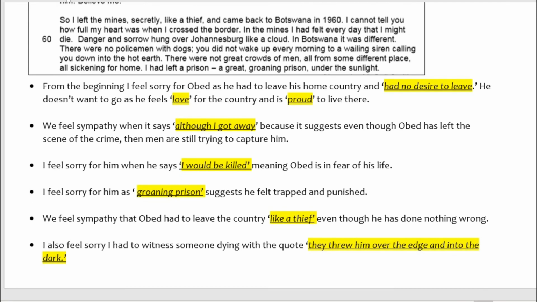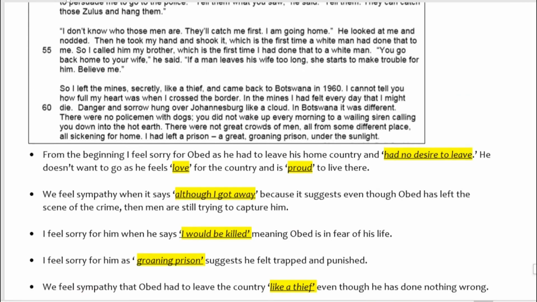And last one, I put, I also feel sorry for him as he had to witness someone being murdered. "They threw him over the edge and into the dark." So remember, I'm not going into huge details, but I know the examiner loves quotes. I'm trying to write as many as I can. In this case, I've got 1, 2, 3, 4, 5, 6, 7, 8. So for my last question, probably the examiner is expecting 5 or 6, and I managed to get 8 quotes in there, which is great.